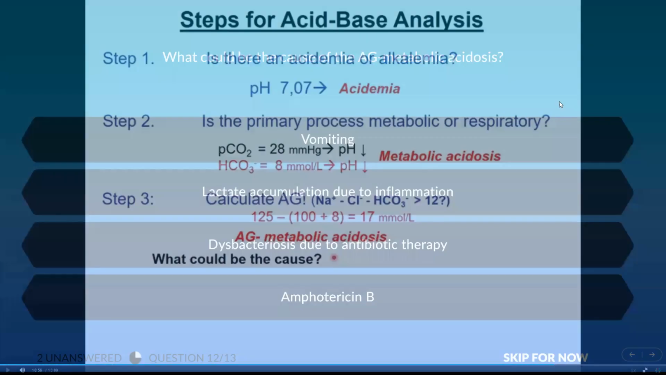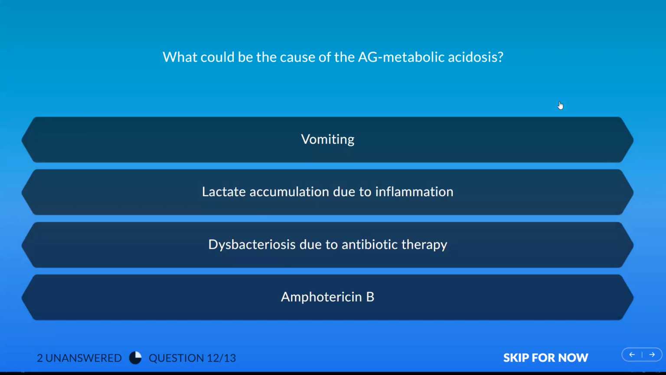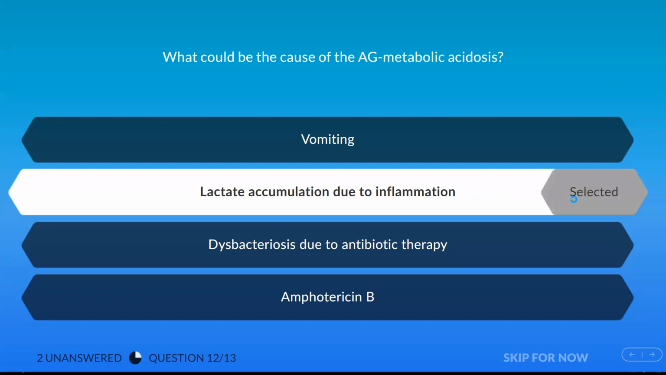What could be the cause in this situation? I saw amphotericin B in the history. So this patient has an anion gap acidosis. This patient has fever and the patient has inflammation. So lactate accumulation, yes, that could be the lactate accumulation.